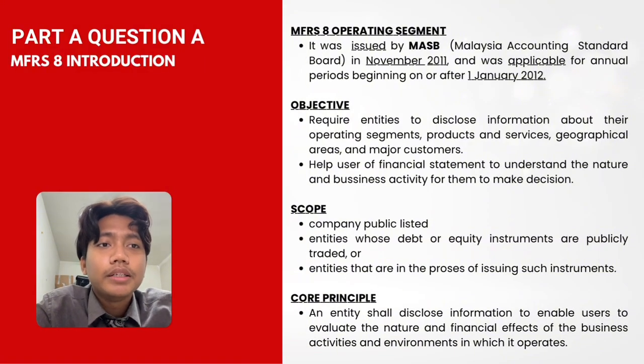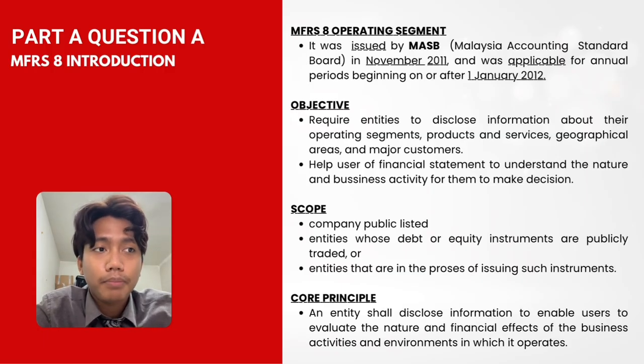It helps users of financial statements to understand the nature and business activity for them to make decisions. The scope of MFRS 8 is that the company must be publicly listed, an entity whose debt or equity instruments are publicly traded, or an entity that is in the process of issuing such instruments. For the core principle, an entity shall disclose information to enable users to evaluate the nature and financial effect of the business activity and environment in which it operates.